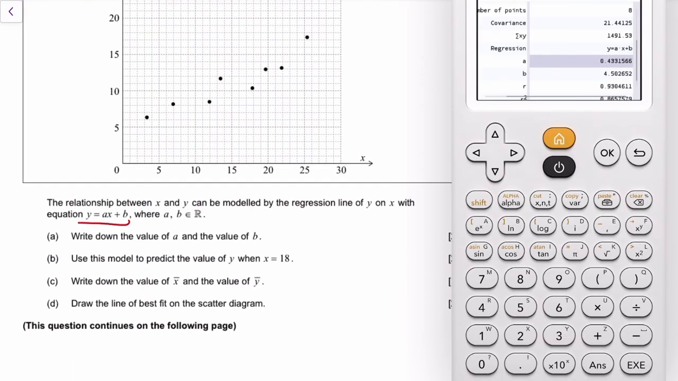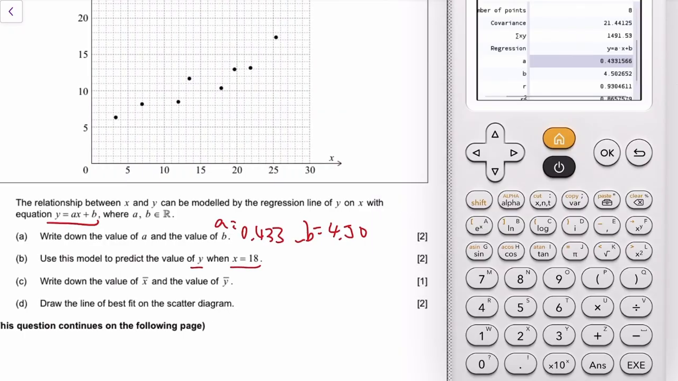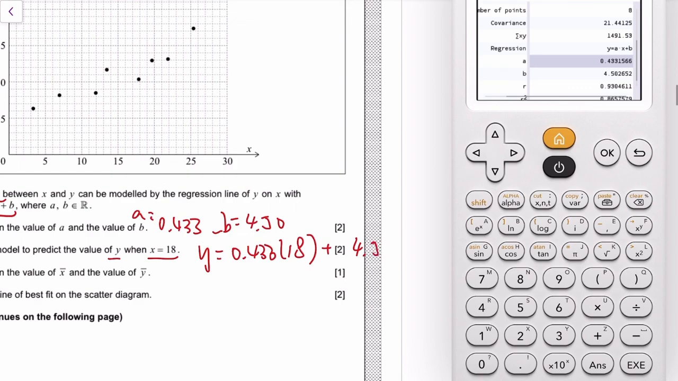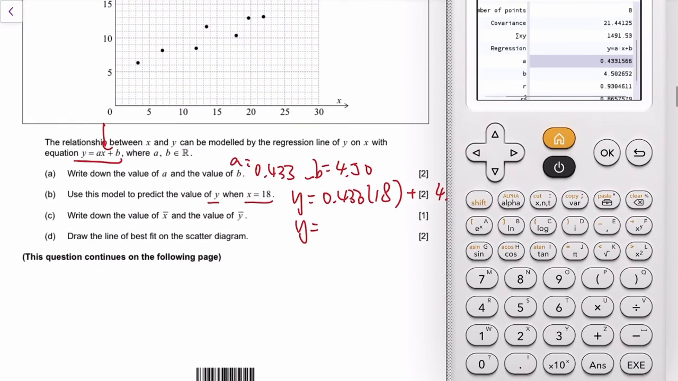So the value of a obviously is technically the gradient of the regression line. B, use the model to predict y when x is 18. That's easy. You just simply substitute 18 into the regression line, so into here, plus b. Do I want to do that? Let's do that later, because I need the value of x bar and y bar. That's the mean of x and mean of y.